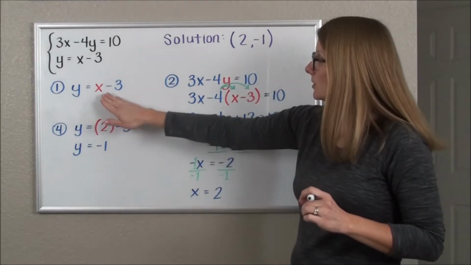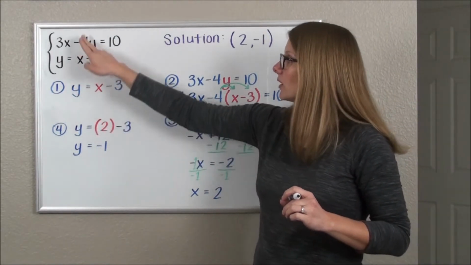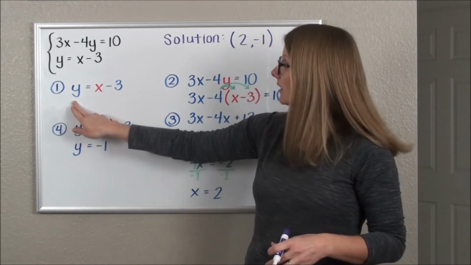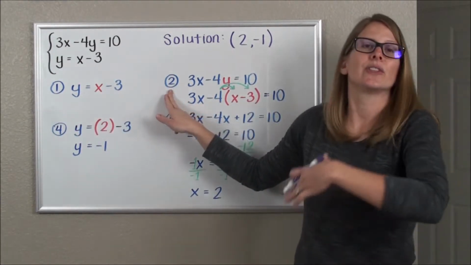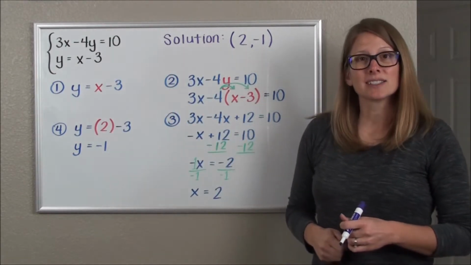So again, with substitution, you have these 4 steps. First step, you use whichever equation lets you get a variable isolated very easily. Second step uses whatever the other equation was. So let's try another example and get some extra practice.